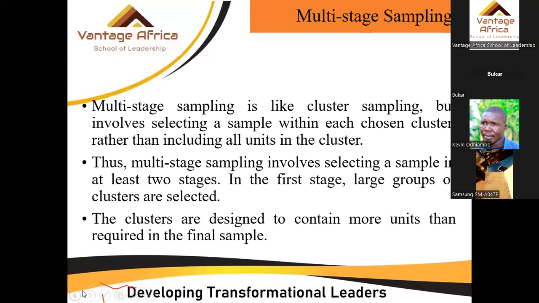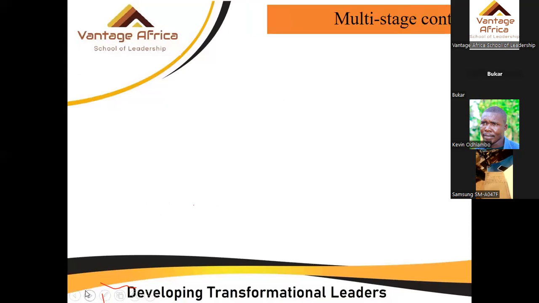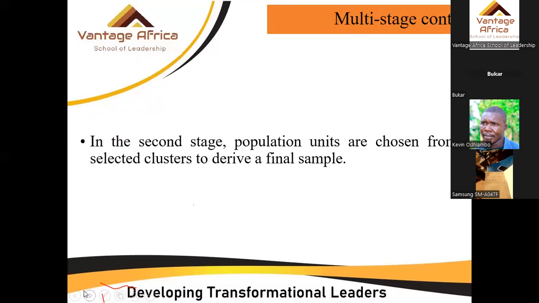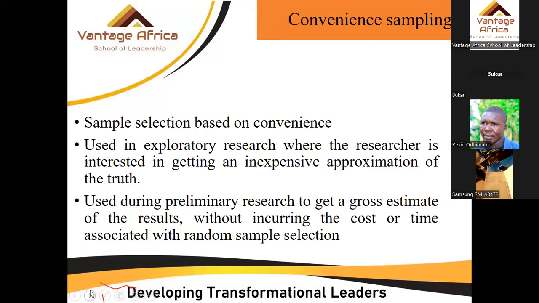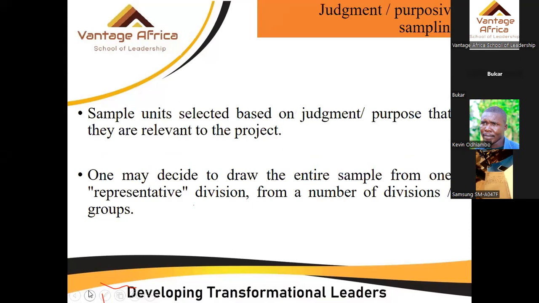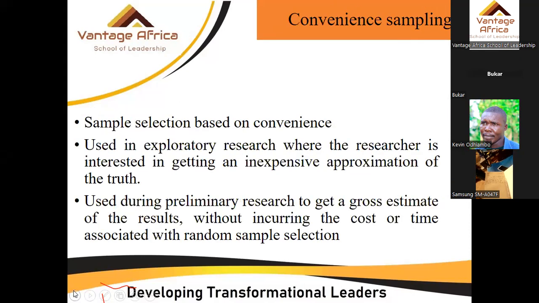The other ones are non-probability sampling methods. Now, these methods do not employ the rules of probability theory. That is, they do not ensure representativeness. And as we said earlier, they are mostly used in exploratory research and qualitative analysis methods. So they include the convenience, judgmental, quota, and snowball. Let's see what each one of them means.